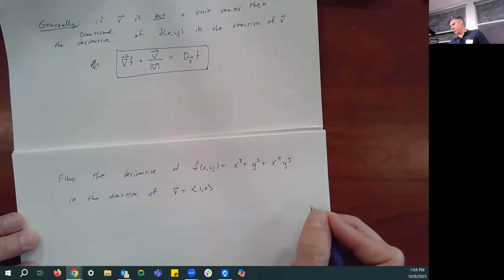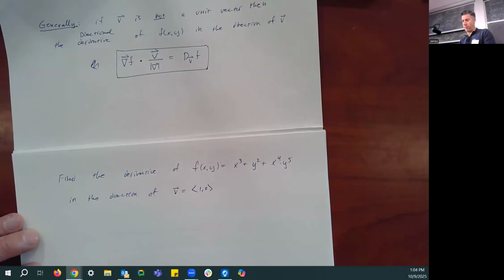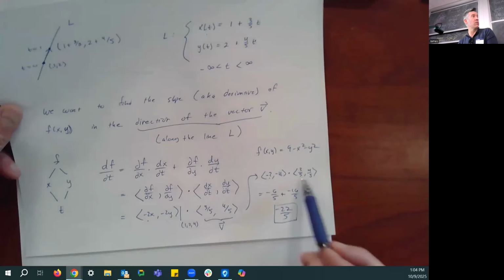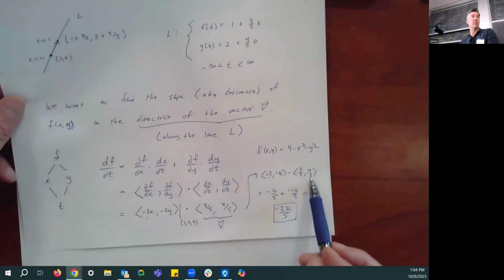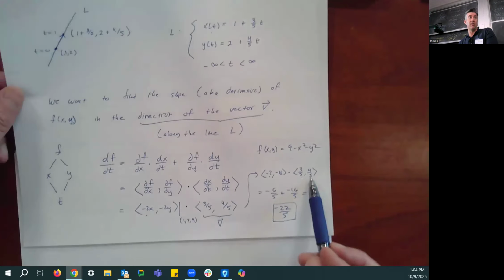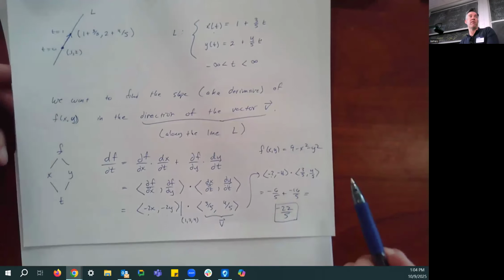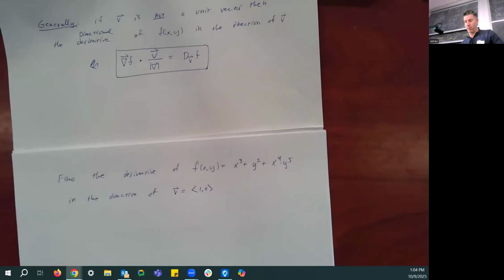I should point out, in case it wasn't clear, this vector up here, 3/4 comma 4/5 is also a unit vector. That vector has a magnitude of 1 because if you square those things and add them together, you get 9 over 25 plus 16 over 25, which is 25 over 25, which is 1. And the square root of 1 is 1. So I gave you a unit vector to start off with.